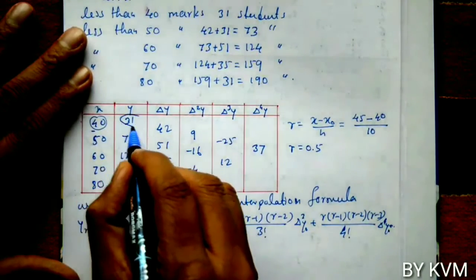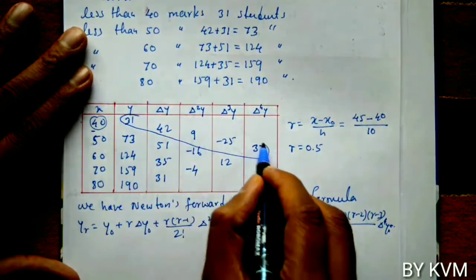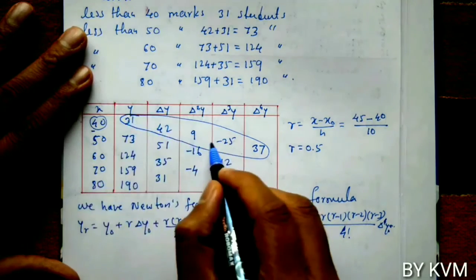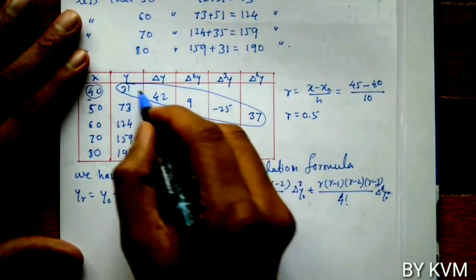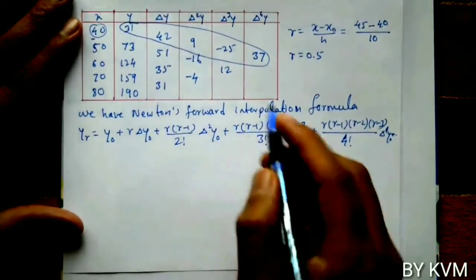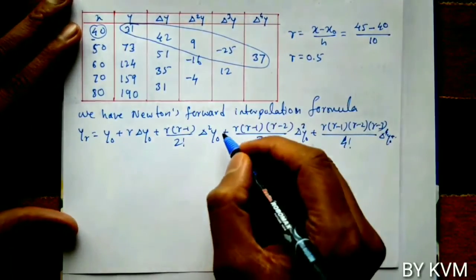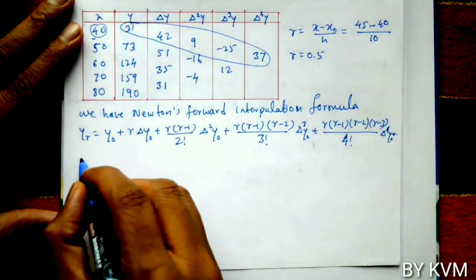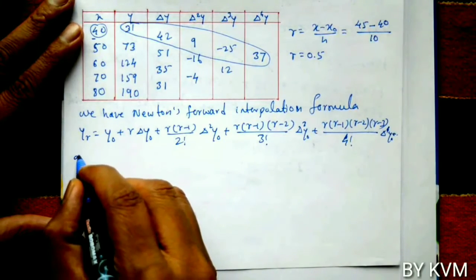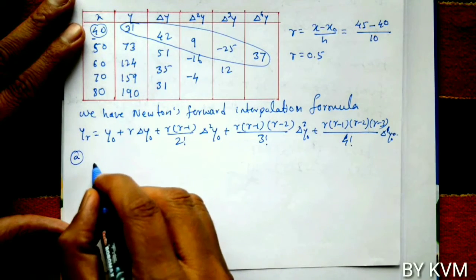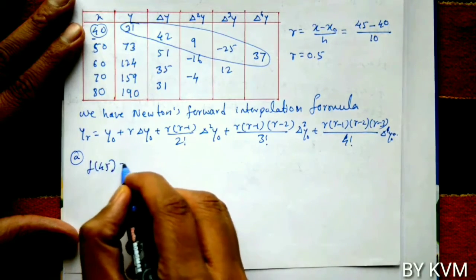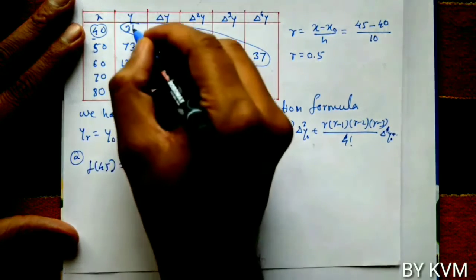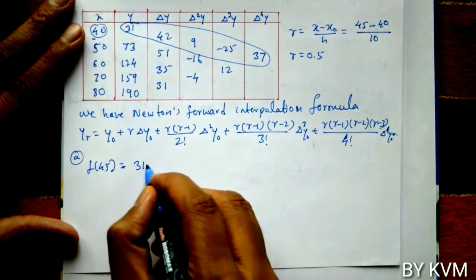Now since we are applying Newton's forward interpolation formula, consider the first values in each column. They are called leading forward differences, denoted by delta y naught, delta square y naught, delta cube y naught and delta power 4 y naught. Now substitute all the values in the formula.